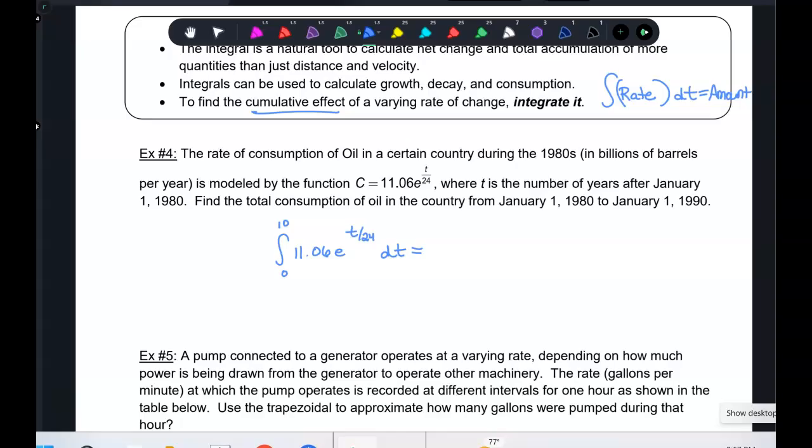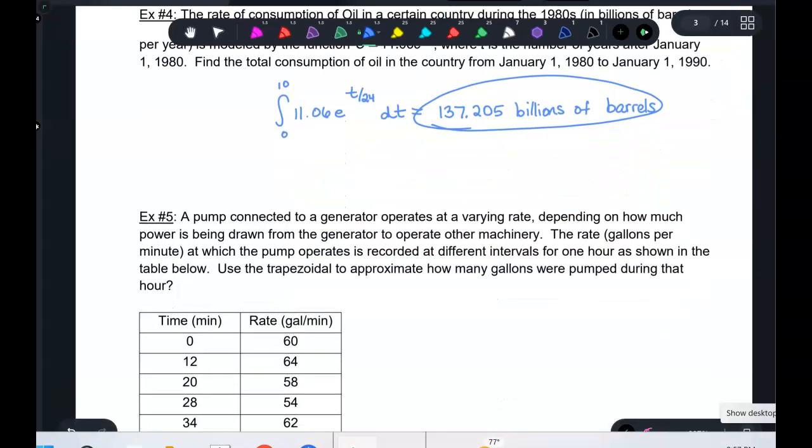And we can plug this in. What do I have here? So I get 137.205, and these are billions of barrels. That's all you have to do.